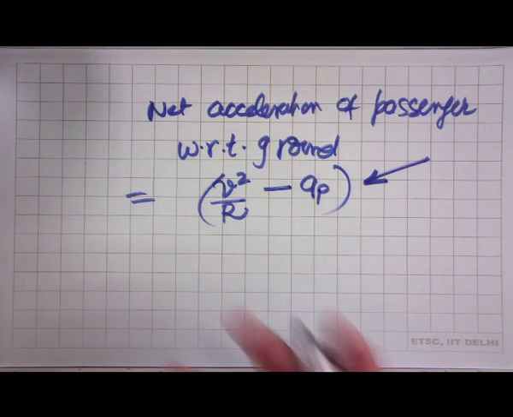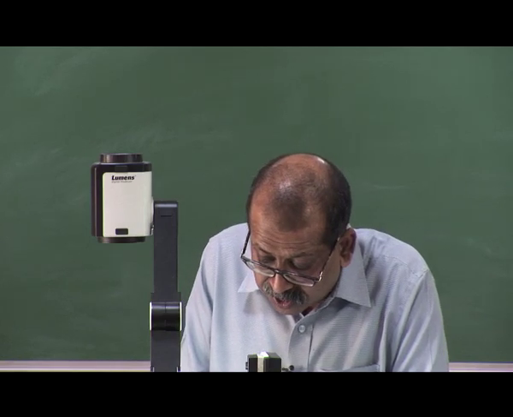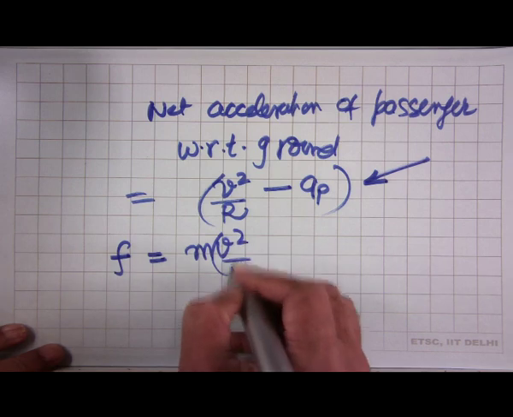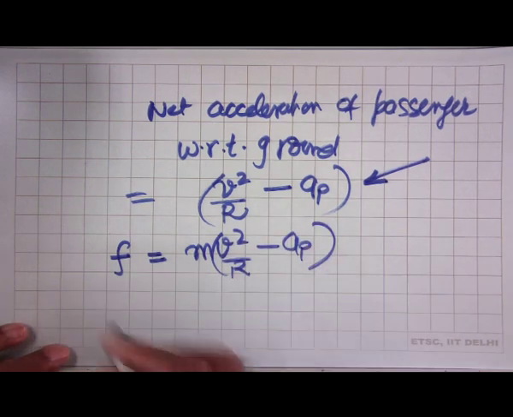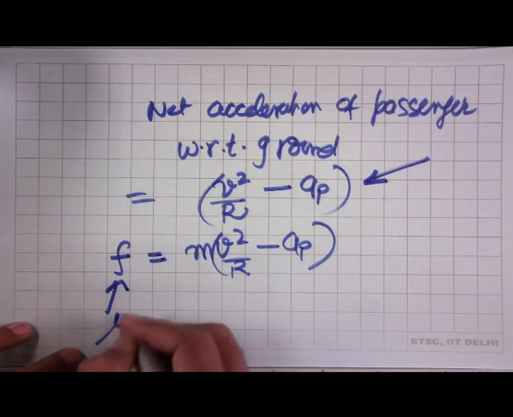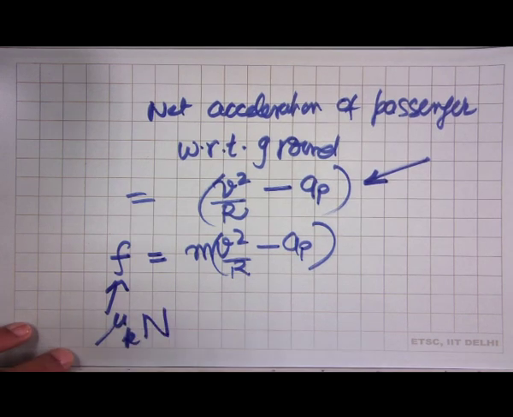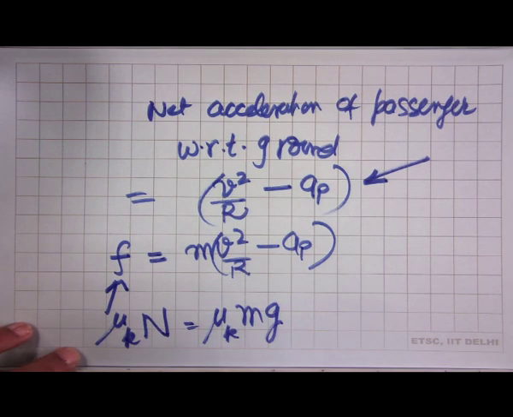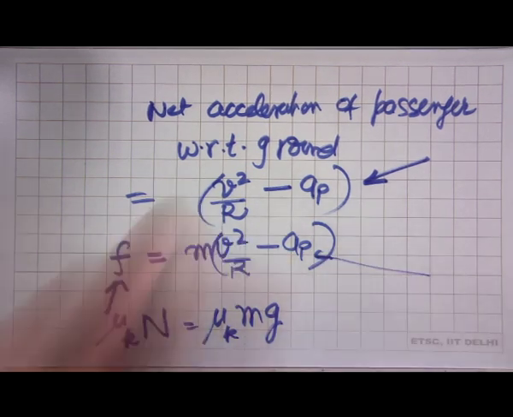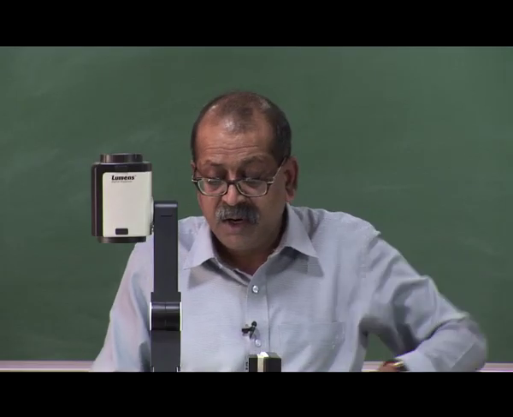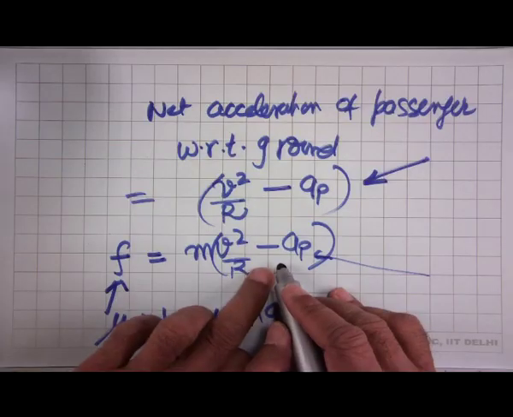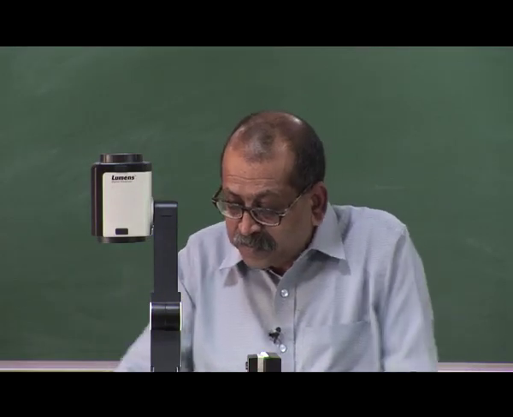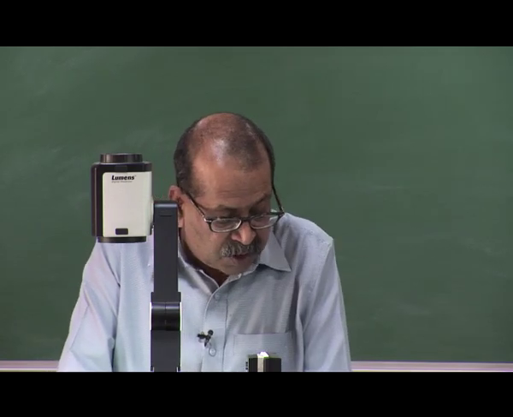And now when we apply Newton's law, what we will get is friction force is equal to m times v square upon r minus AP, and now this friction force will be equal to mu k times N, which will be equal to mu k times mg. And if other things are known, the acceleration of the passenger with respect to the car can be worked out. The minus sign tells us that the passenger will be thrown outwards, and so this is how we will work out a problem like this.